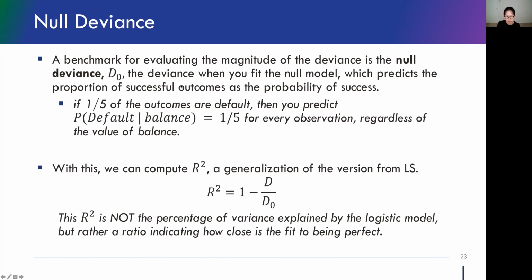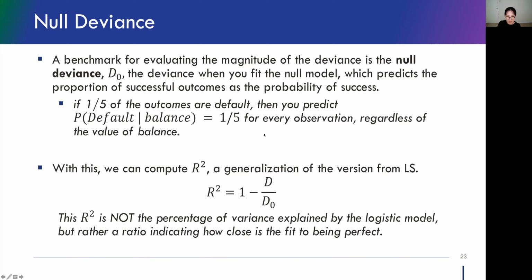A benchmark for evaluating the magnitude of the deviance is called the null deviance D0, which is when you fit the null model. It predicts a proportion of successful outcomes, just using the probability of success of your whole data set. For example, if 1/5 of the outcomes are default, then the predicted probability of default given any balance would always be 1/5. So this is a null model.